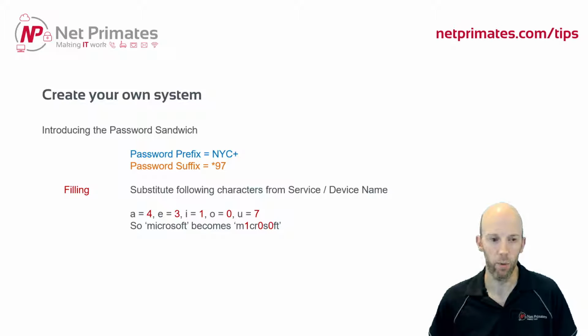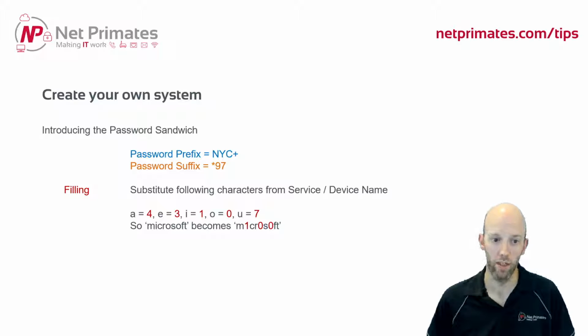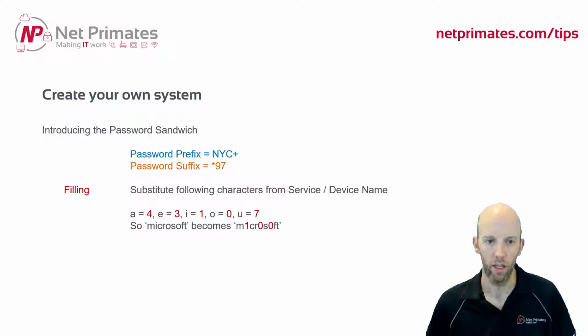So in this example, I'm going to change any A's in a word with the number 4, E's with 3, I's with 1s, and so on. So if I'm spelling out the word Microsoft, I would use M1CR0S0FT to say Microsoft. I'd do that fairly consistently.